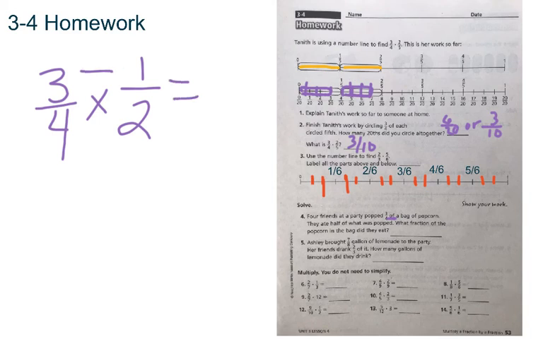And so we simply multiply straight across. 3 times 1 is equal to 3. 4 times 2 is equal to 8. And your answer is 3/8 of a bag of popcorn. And remember to include your labels, please.